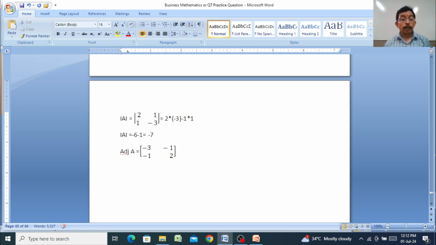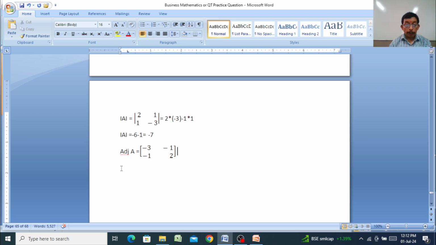This is the shortcut method. The main method, the long method, is first we find the cofactor of each element, and after that the cofactor matrix is transposed. Then we find the adjoint of A. Now we apply the shortcut method. In the shortcut method, the procedure is to interchange the main diagonal elements. After that the sign of the other elements is changed. Then we find the adjoint of A. Is it clear, everyone?